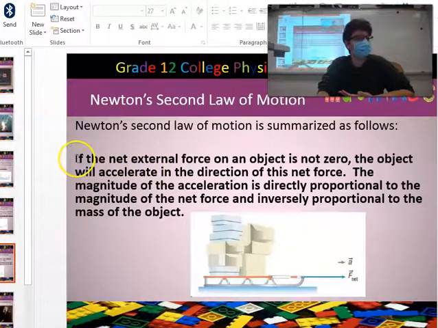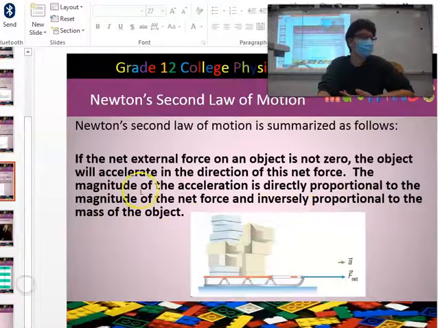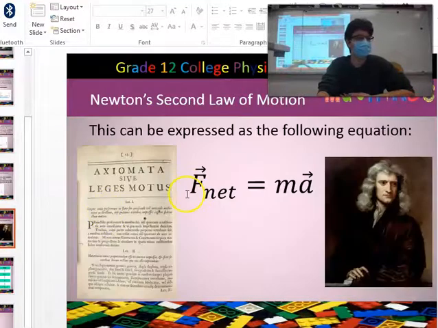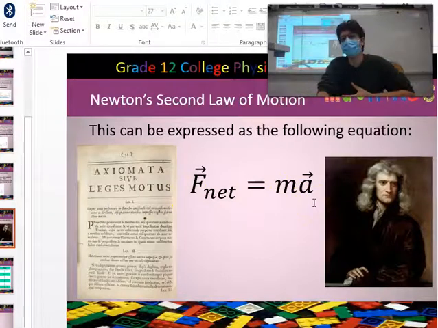Now, written with words, Newton's law looks kind of long and confusing. It says if the net external force on an object is not zero, the object will accelerate in the direction of the net force, and the magnitude of that acceleration is directly proportional to the net force and inversely proportional to the mass. I have never had anyone repeat this to me when I ask, what's Newton's second law? Everybody says this: F net equals ma. It is the equation in classical physics.